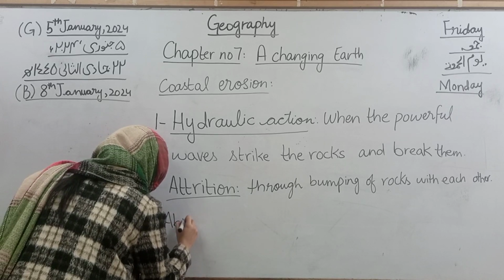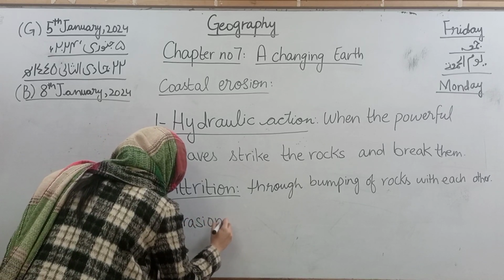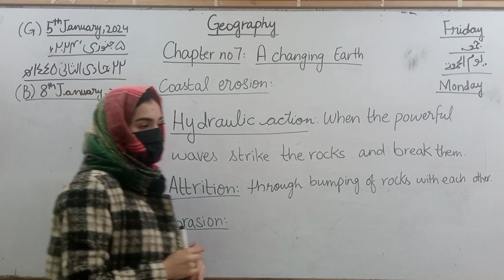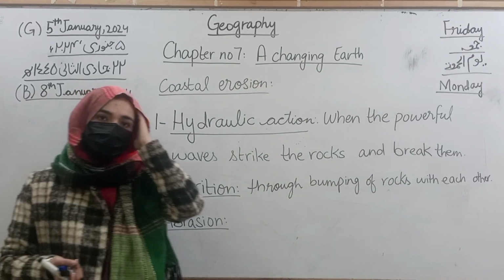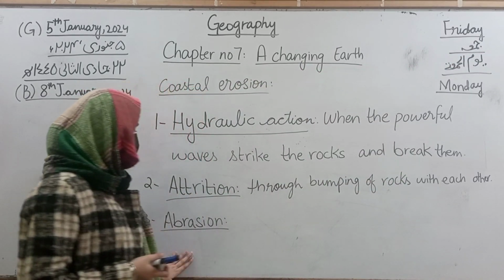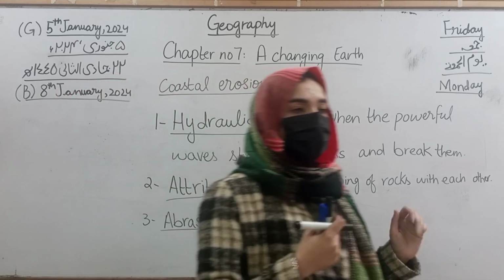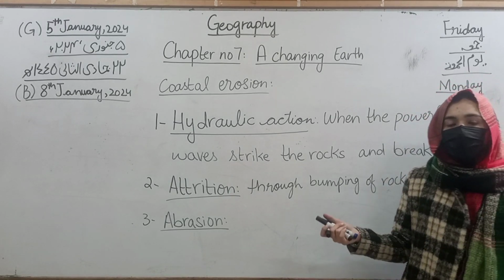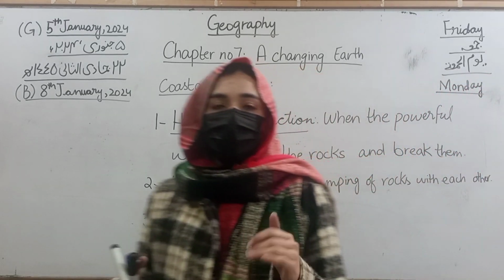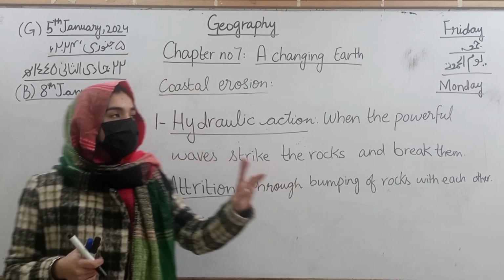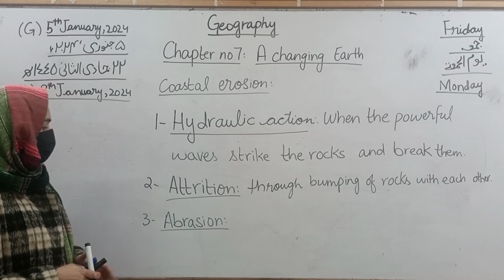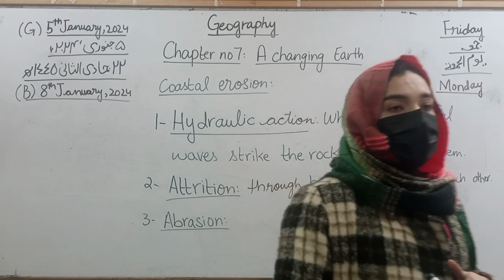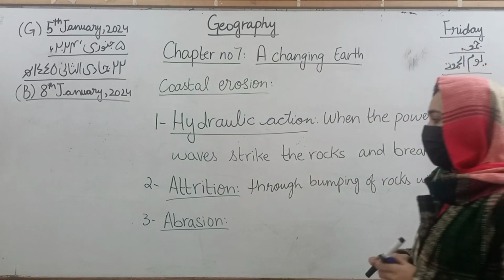The third one is abrasion. Who will tell me about abrasion, how it causes coastal erosion? Abrasion is the process in which the powerful waves move and the eroded rocks are also carried with those waves and strike the cliffs. The lower part of the cliffs is broken down and this causes erosion. So abrasion occurs by fast moving, powerful waves that strike the cliffs.